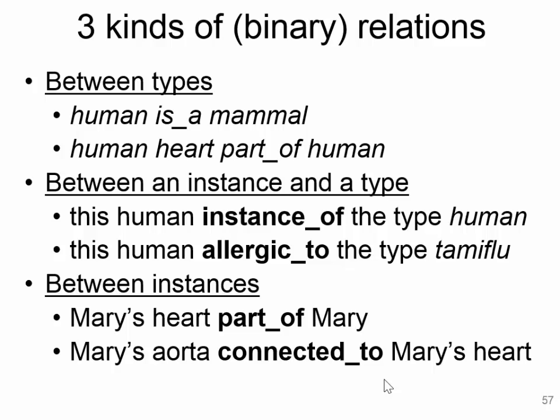Just looking at binary relations, the full story here would have to deal also with relations which are more than binary. We have, on the one hand, relations between types: human is a mammal, human heart part of human. Then we have relations between instances and types. The obvious example here is instance of, but there are other examples, such as allergic to, knows about. So I know about furniture. I know about tables. That means I know something about the universal table. And that's a relation between me, an instance, and a universal.